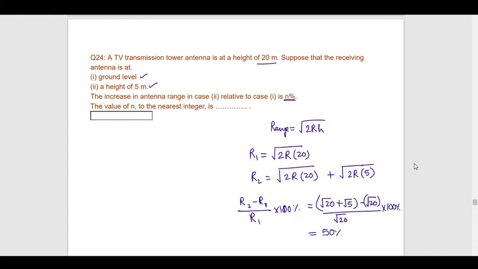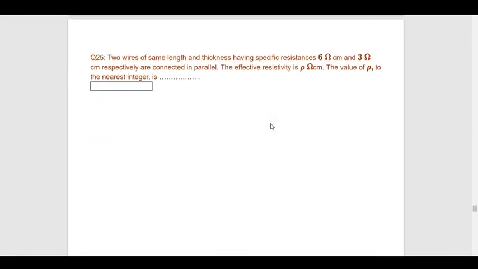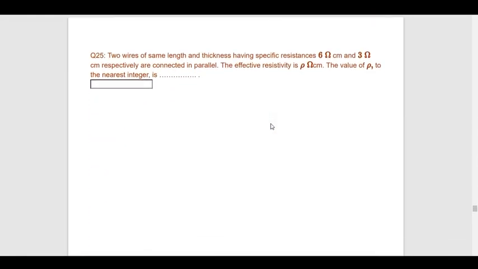So answer is 50%. So next question says that two wires of same length and thickness, having specific resistance 6 ohm centimeter and 3 ohm centimeter respectively, are connected in parallel. Okay, so resistivities are given. Question is asking what is the effective resistivity to the nearest integer.